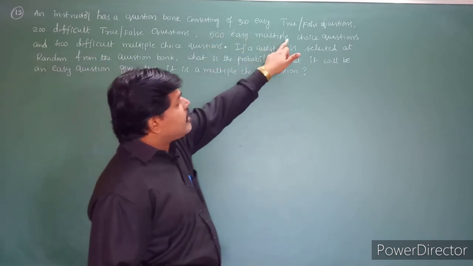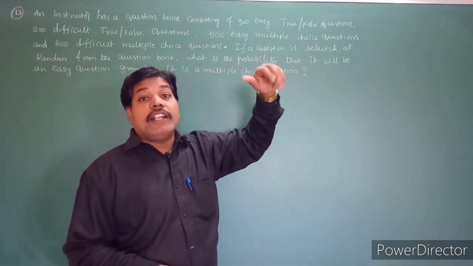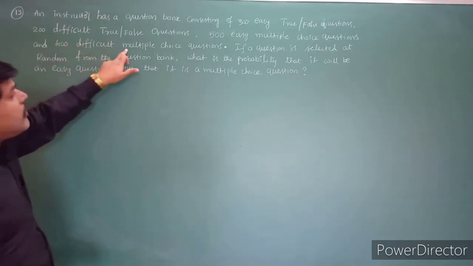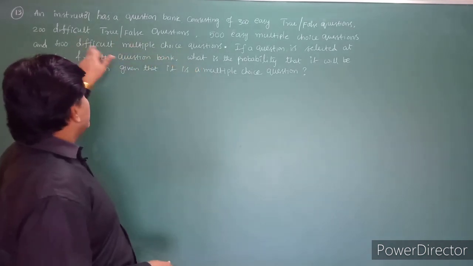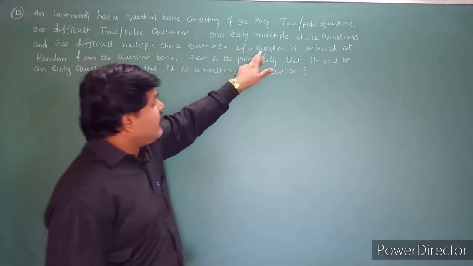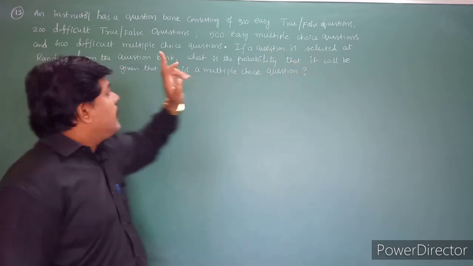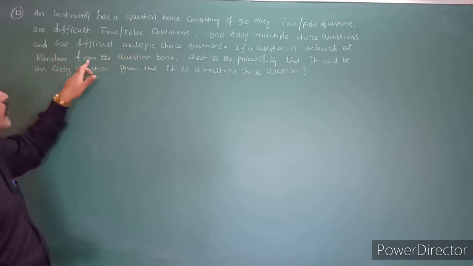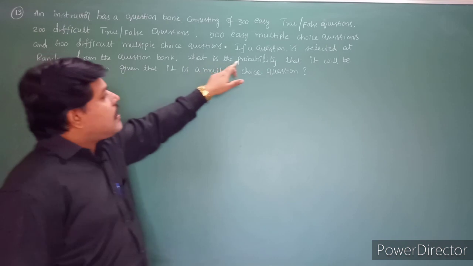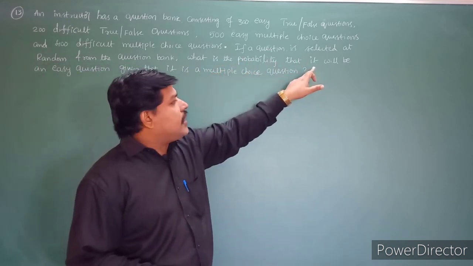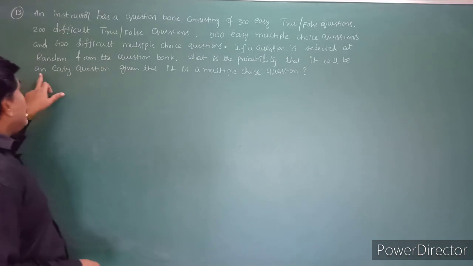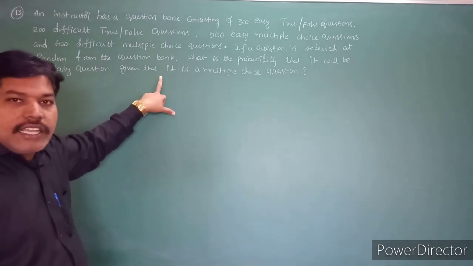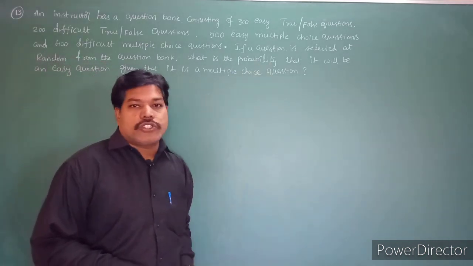500 easy multiple choice questions and 400 difficult multiple choice questions. If a question is selected at random from the question bank, what is the probability that it will be an easy question, given that it is a multiple choice question?